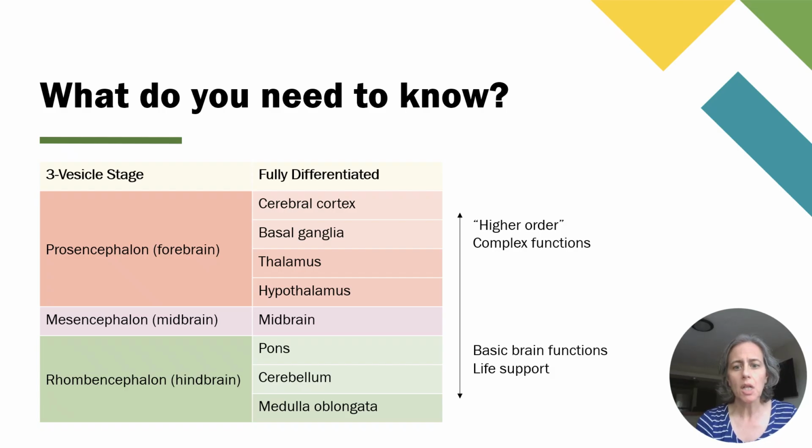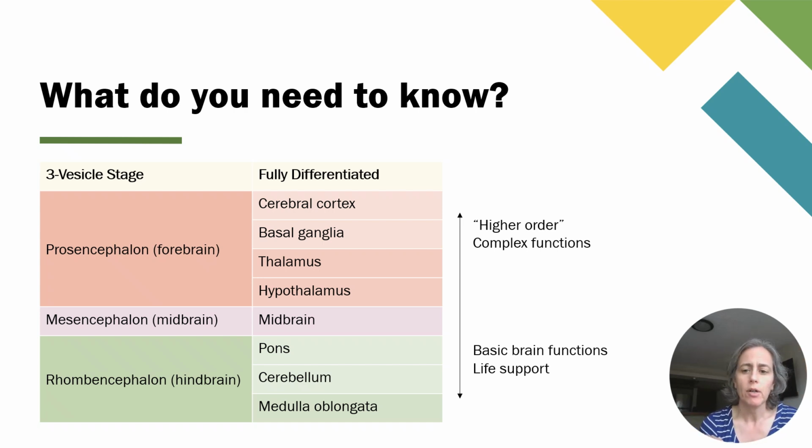Okay, so this was a lot of crazy words that you've probably never heard before. So what am I actually expecting you to know and retain? A couple of things. I want you to understand those 3 initial bubbles or vesicles. So prosencephalon, which is the forebrain, mesencephalon, which is the midbrain, and rhombencephalon, which is the hindbrain. And then you can see where the structures of the brain we're going to learn about in this class are all coming from. So I want you to know all the things in this table.